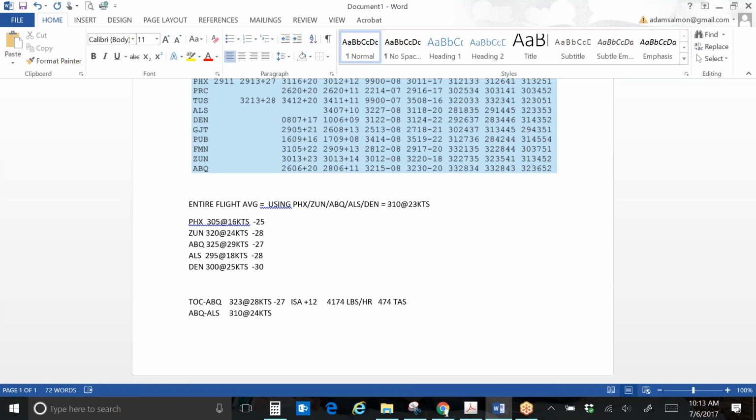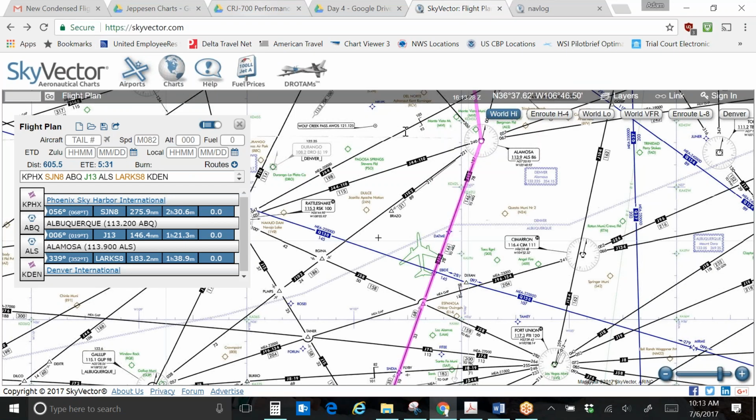Then temperatures, 27, 28, we'll just leave that at 28. We already know what ice is supposed to be at that level. It's supposed to be negative 39, so that means it's plus 11, so we know we're still using the ISA plus 15 cruise chart. Okay, so let's go take a look at what that cruise chart says for us.